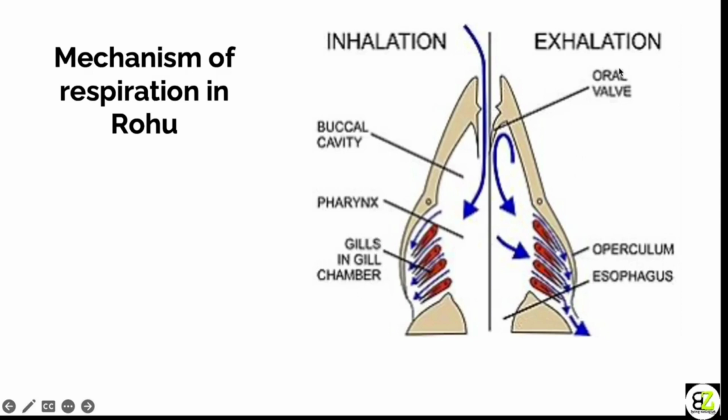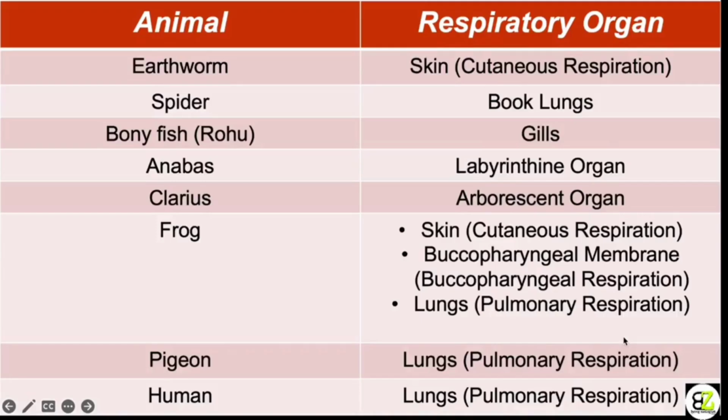In exhalation what is happening? The oral wall is closed now. Whatever air is there, it is coming out through the gill slit. So in this way the respiration is taking place. So this is the ideal chart.